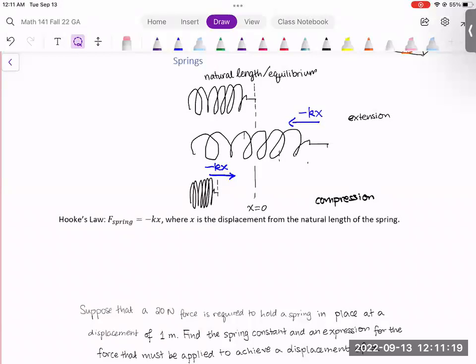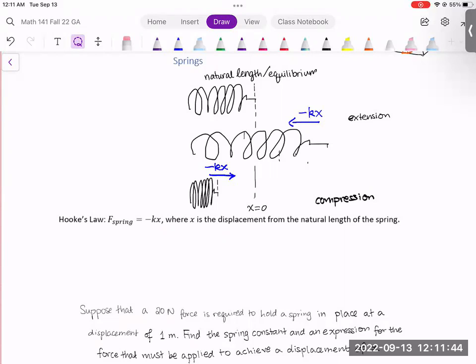Okay, so let's talk just a little bit about springs. If you have a spring sitting on a table, you're not pulling on it at all, it's going to rest at its natural length. This is an equilibrium. And this is where it comfortably sits normally.